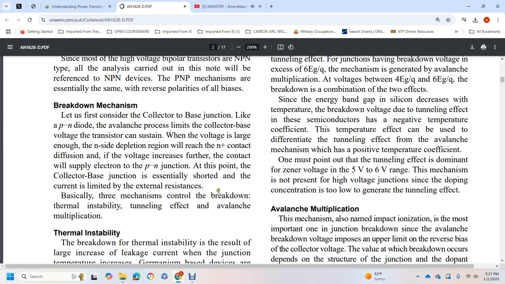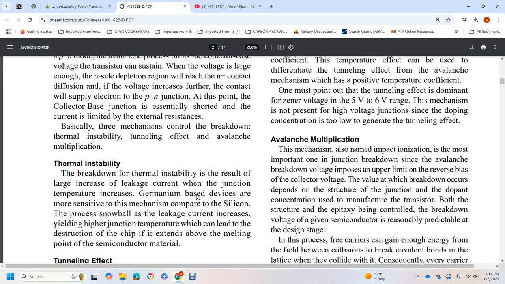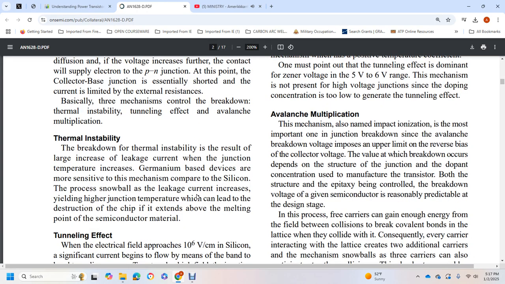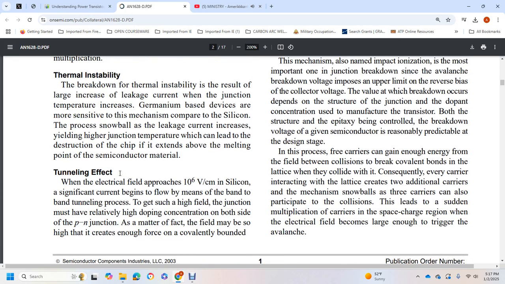There are three mechanisms controlling the breakdown: thermal instability, tunnel effect, and avalanche multiplication. Thermal instability. Breakdown by thermal instability results in a large increase of leakage current with the junction temperature increase, and germanium based devices are more sensitive to this mechanism compared with silicon. When the process snowballs, the current increase yields a higher junction temperature, which can lead to the destruction of the chip when it extends above the melting point of the semiconductor material.